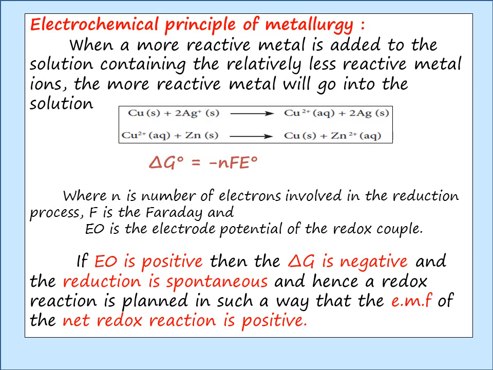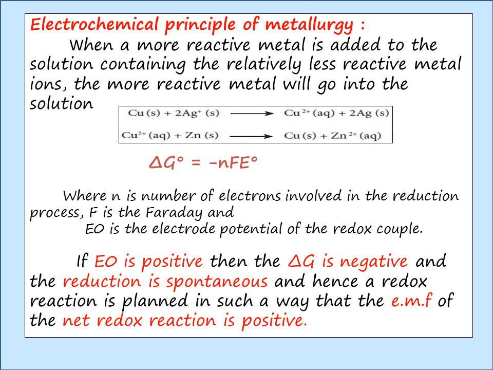If you take copper and treat it with silver nitrate solution, copper metal will displace silver ion from silver nitrate. Silver will get precipitated. The reason is copper is more reactive than silver. So copper goes into the solution and silver gets precipitated. In the same way, if you treat copper sulfate with zinc, zinc will go into solution and copper will get precipitated, which means copper is less reactive than zinc.